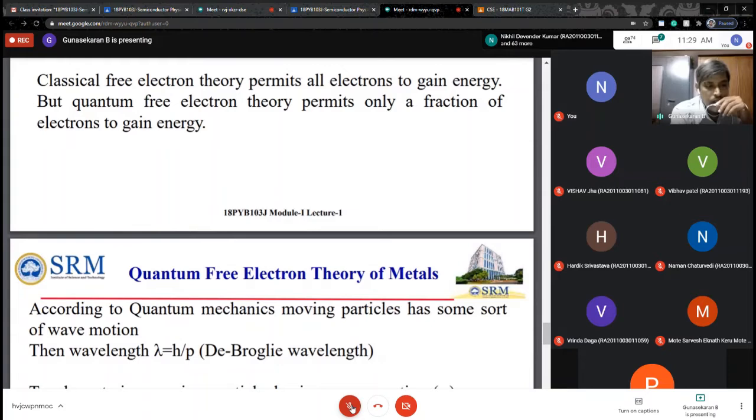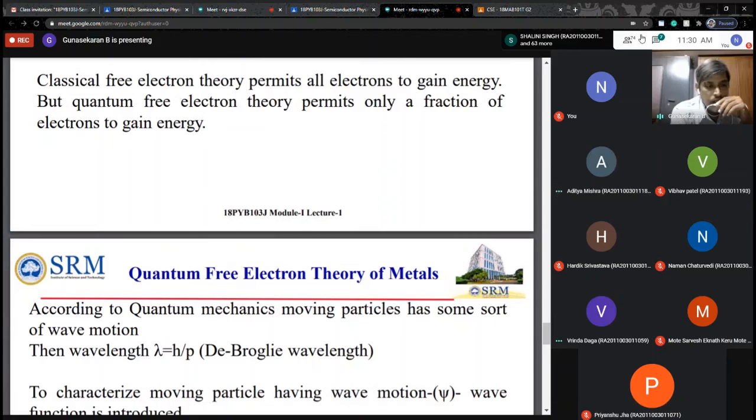Lambda is equal to h by p, where lambda is the wavelength of the particle, especially electrons. h is Planck's constant and p is the momentum. Sometimes you write lambda is equal to h by mv, because momentum is the product of mass and velocity. So if the electron is at rest, that is a particle. But the same electron moving with a certain velocity v may exhibit wave-like properties. Do you understand this concept? Yes, sir.